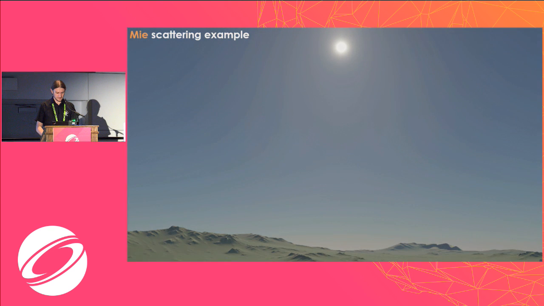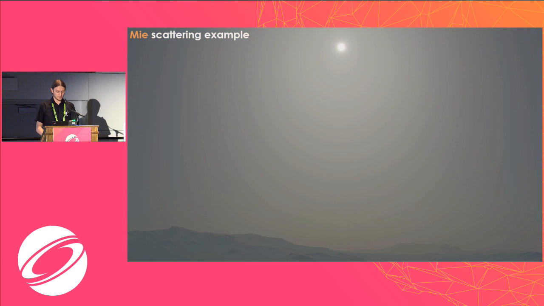So when it comes to Mie scattering, now you have that. This is without Mie scattering. With Mie scattering now, the default value to match Earth conditions. And now a super strong Mie scattering. So you could say that in that case, it could be a sandstorm or something like that.